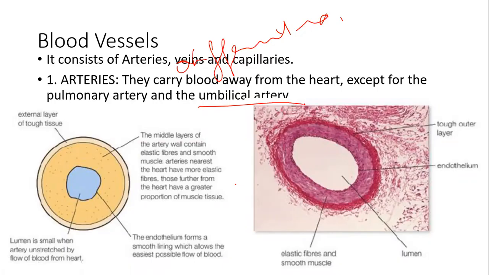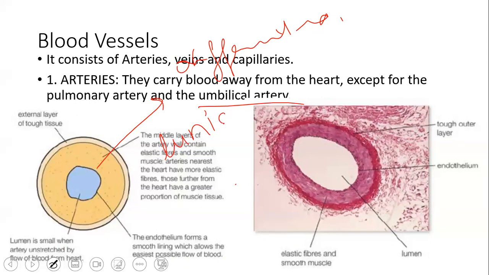Generally, let's start with the structure of the artery. If you guys remember, the artery has a thick muscular wall. This time, we are going to divide the muscular wall into three parts. The innermost part of the vascular wall is known as your tunica.